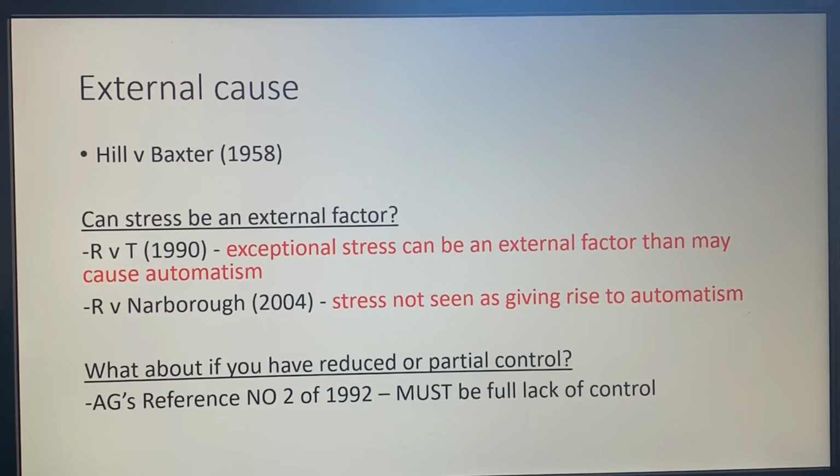There is one key case on external cause which sort of illustrates it nicely. It's actually the swarm of bees analogy they use in Hill v Baxter. In Hill v Baxter, the facts actually were he failed to stop at a stop sign, but it's a famous case because the judge gave an analogy for an external cause, and an analogy is a made-up story to explain something. That's what it is. It's not actually what happened.